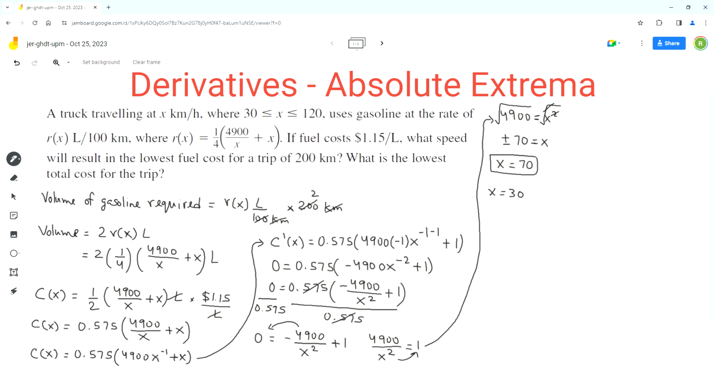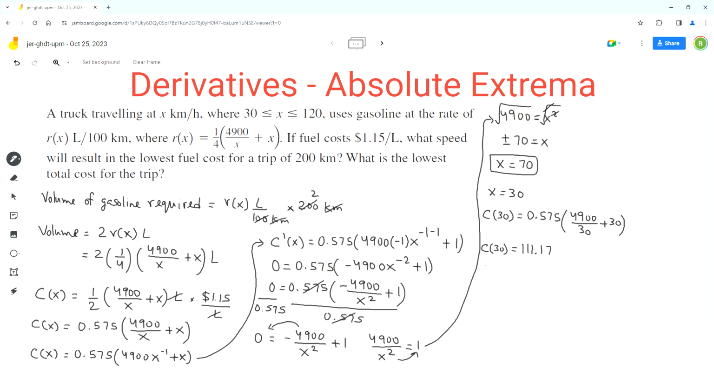So we should calculate the cost of gasoline for x equals 30, and for that we'll use the expression that we got for the function c at x. So c at 30 equals 0.575 times (4900 over 30 plus 30). Now we have to simplify this expression. So first we can simplify the terms in the parentheses: 4900 divided by 30 and then plus 30 and times 0.575. So I got 111.17, and this is the cost, so the unit for this number is dollars.